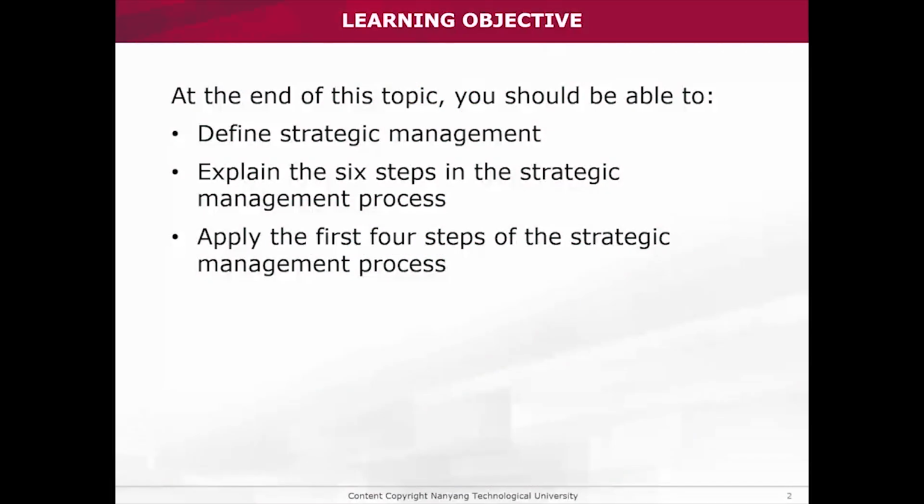Strategic management process addresses how managers formulate and create strategic visions and mission statements, analyze alternative plans, and manage dynamic demands of planning. At the end of this topic, you should be able to, firstly, define strategic management. Secondly, explain the 6 steps in the strategic management process. Thirdly, apply the first 4 steps of the strategic management process.